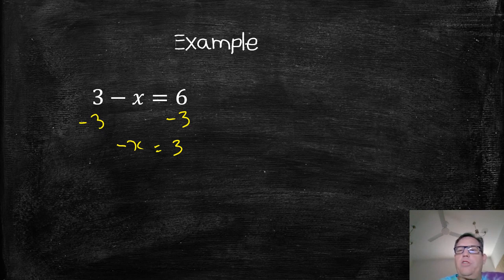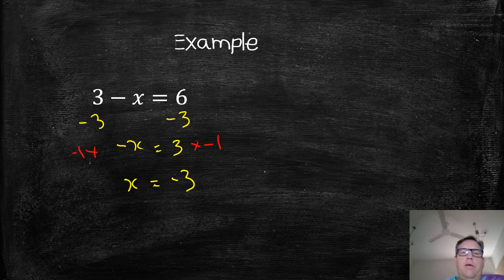When we solve equations, we want to solve for positive x. So there's a couple different ways we can do this. I could multiply both sides by -1. Because when I multiply minus x by -1, I get a positive x, and 3 times -1 is -3. This is probably the easiest way to go about doing these.